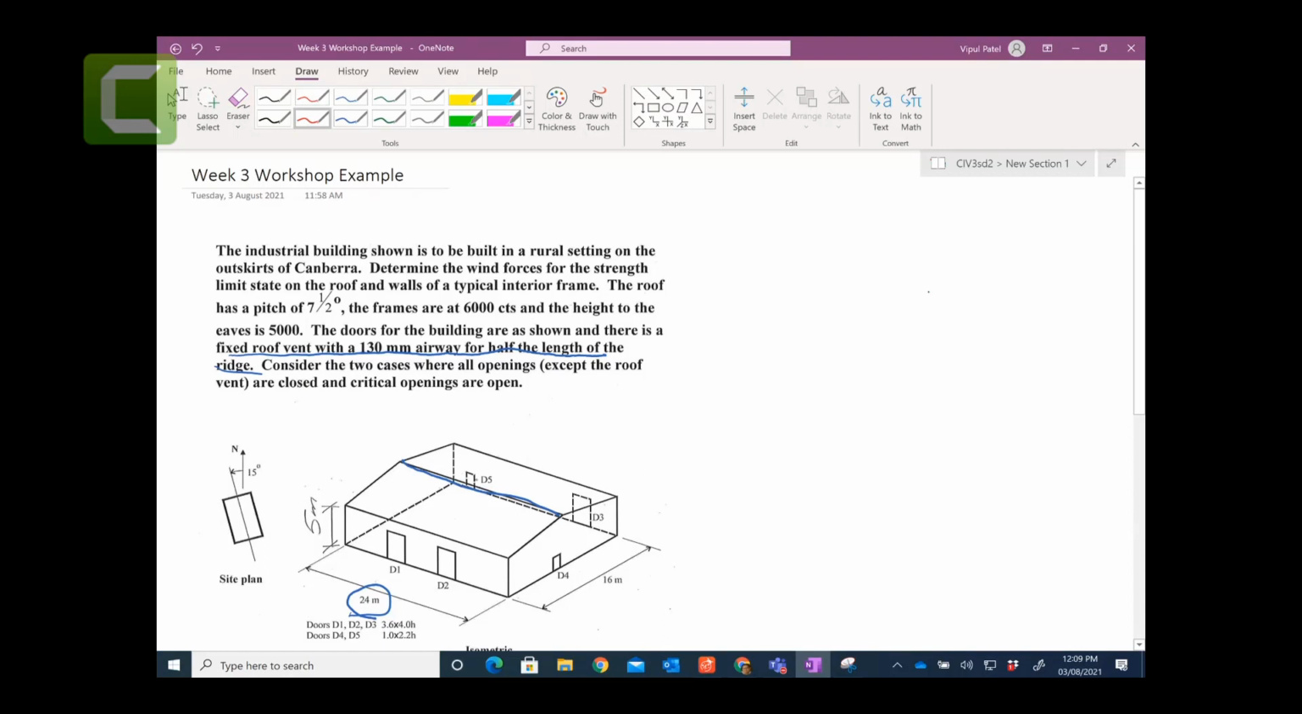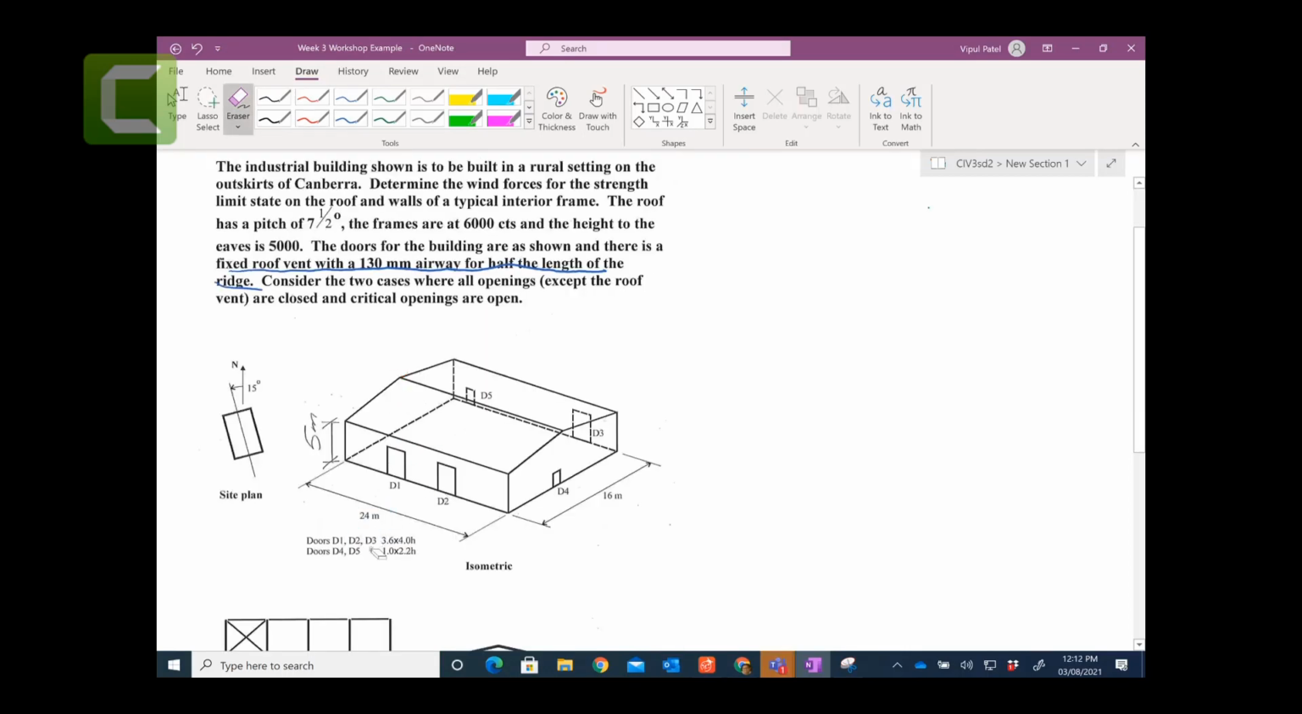It could be either side of the halfway to length. So let's say halfway through. Let's put it here. Let's say 12 meters here. And you have these air vent openings or fixed vents, which is 130 millimeters for 12 meters. So I hope it's clear.